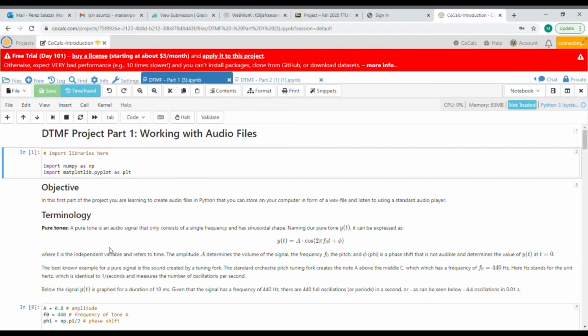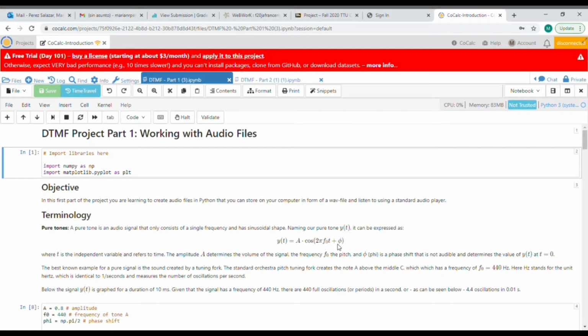So for the first part, the objective was to create WAV files with Python and store them into the computer to use them later on, to listen to them or import them to Python. As we were given the formula of a tone, it helped us develop the tone itself with some pieces of information, such as the amplitude, frequency, and a random phase shift.